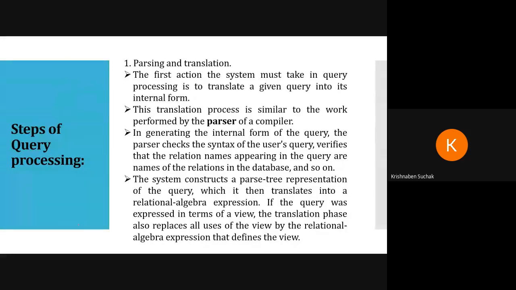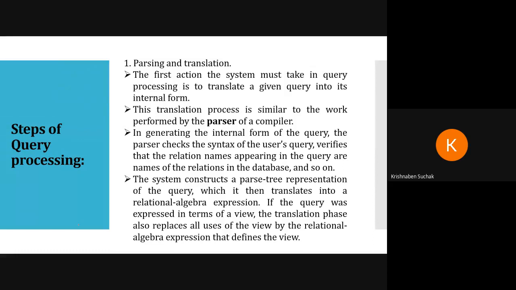Compiler में parser का role क्या होता है कि वो syntax error या ऐसा कुछ होता है तो वो आंसर करता है कि this is the error, you need to keep semicolon before this thing. Fine. In generating the internal form of the query, the parser checks the syntax of user's query, verifies that the relation names appearing in the query are names of the relations in the database and so on. डेटाबेस में आपने लिखा एक रिलेशन का नाम क्रिएट टेबल कस्टमर, तो अब इंसर्ट करते वक्त भी आप कस्टमर ही लिखोगे, अगर एक भी चीज यहाँ से वहां हो गई तो it will give you an error, right. So this is the work.